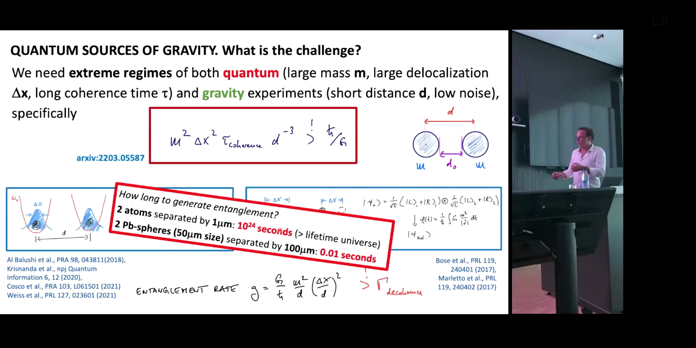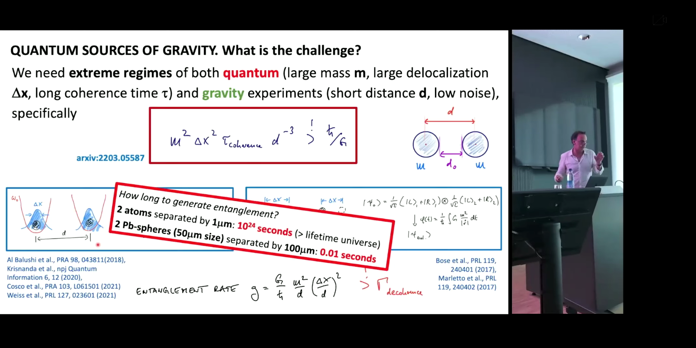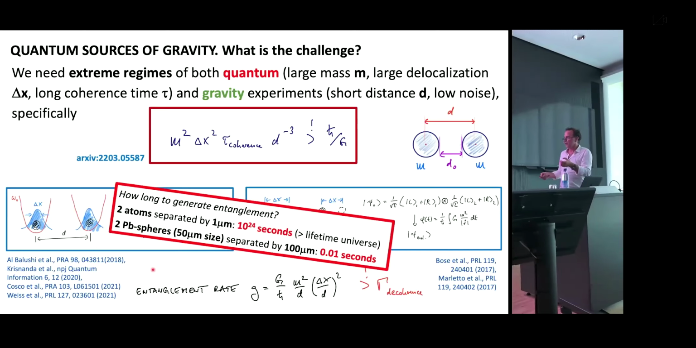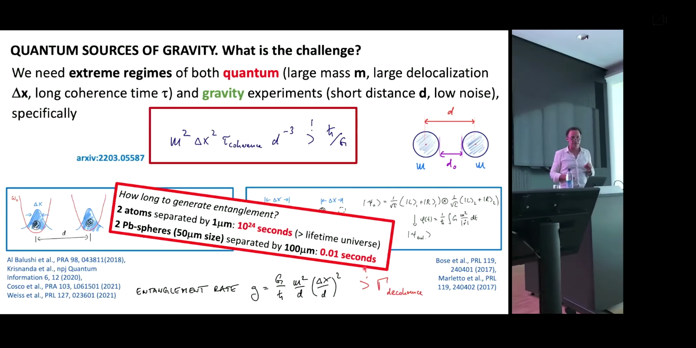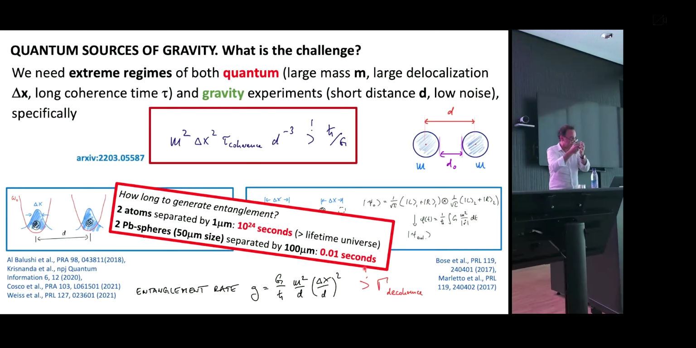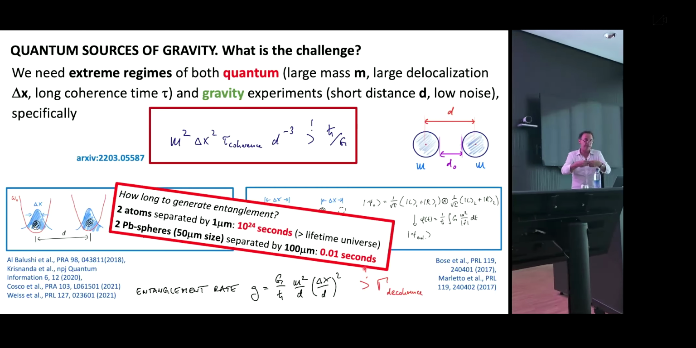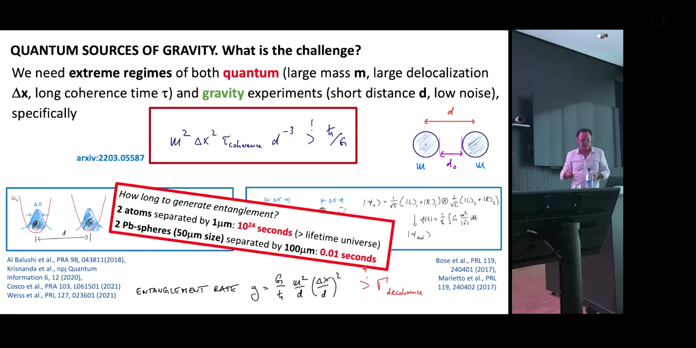If instead we go to solids, like two lead spheres, 50 micron in size, that's on the order of a Planck mass. We take a delocalization again of 100 nanometers, we separate them by 100 micrometers, then you see within 10 milliseconds, you generate entanglement. So this is the key to success. You need solid state systems. You need to cram many, many atoms in a very small volume to generate a sufficiently strong gravitational gradient, in order to create gravitational coupling that is sufficiently strong to generate entanglement.